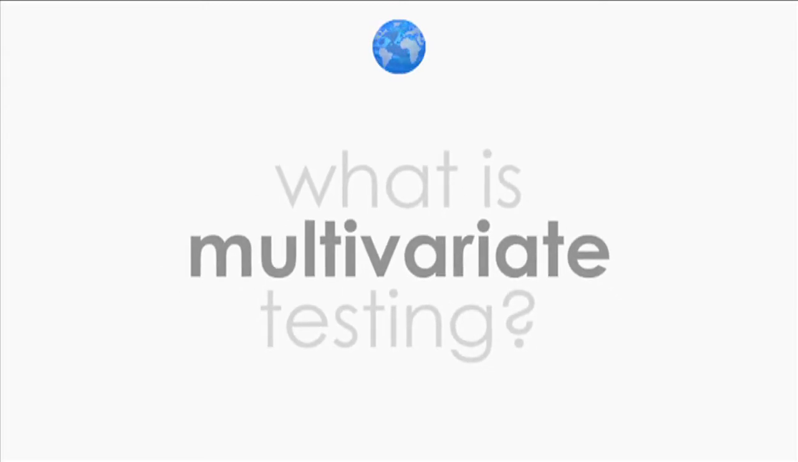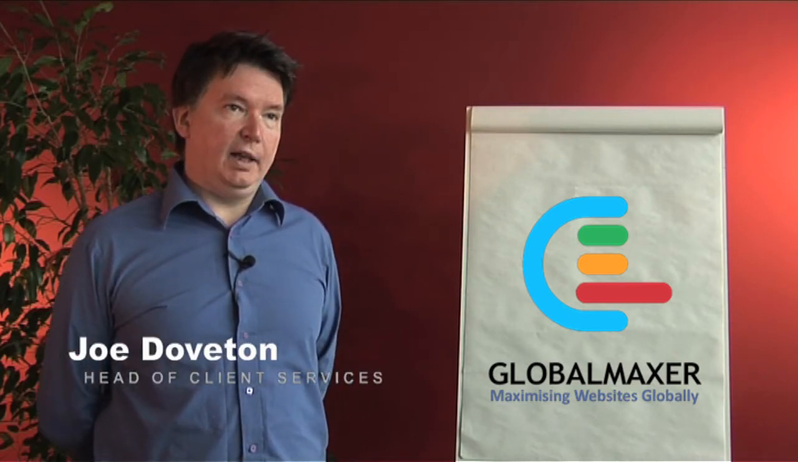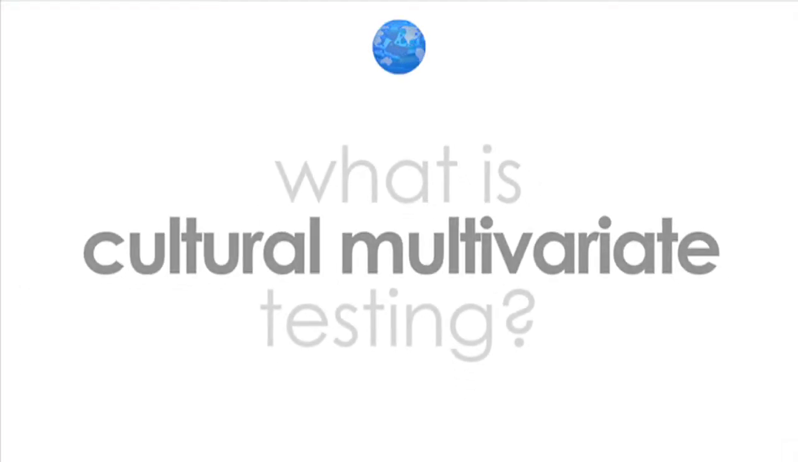What is multivariate testing? Multivariate testing is the discipline of testing different variations of a web page or a web experience to see which one converts the best. So what is cultural multivariate testing? Cultural multivariate testing takes that principle and applies it to different cultures, different languages and different regions around the globe. So we hypothesise that somebody in France, for example, is going to respond differently to a web call to action than somebody in Germany.